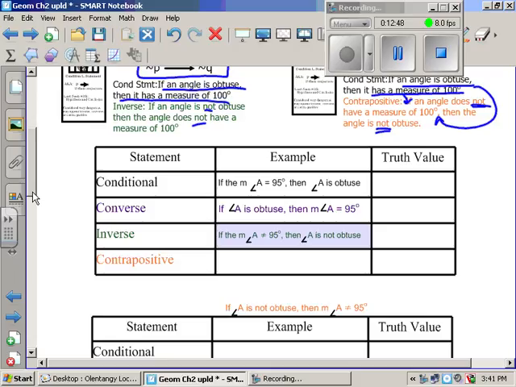And finally, for contrapositive, we're going to switch the order and make it negative. So it's going to be if angle A is not obtuse, then the measure of angle A is not 95 degrees. And that will be that one.